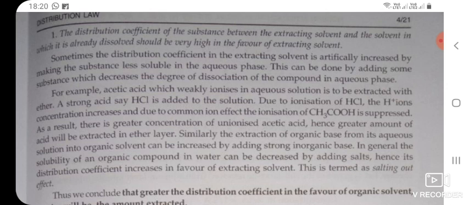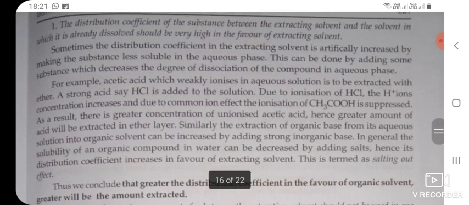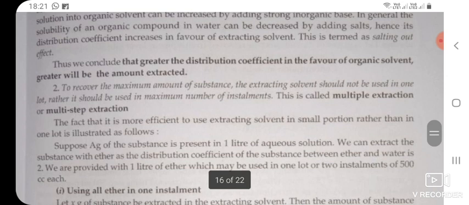Similarly, the extraction of an organic base from its aqueous solution into an organic solvent can be increased by adding a strong inorganic base. In general, the solubility of an organic compound in water can be decreased by adding salts, hence its distribution coefficient increases in favor of the extracting solvent. This is termed the salting out effect. Thus, we conclude that the greater the distribution coefficient in favor of the organic solvent, the greater will be the amount extracted.